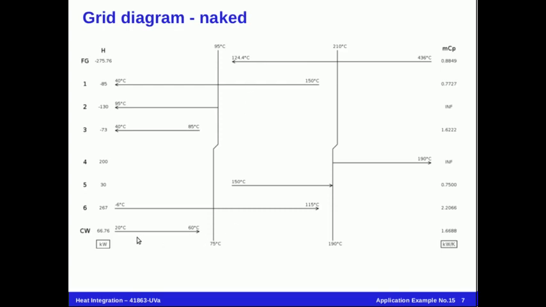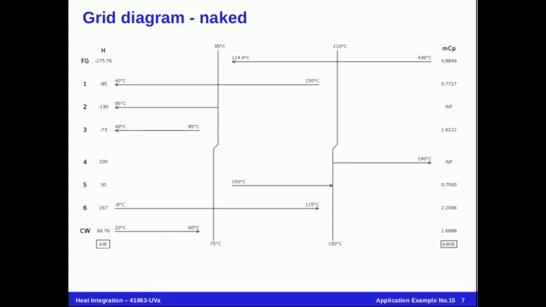And the cooling starts at 20 and goes till 60. This is all inside the hot side. This is the naked grid diagram that never changes. Then on this grid diagram we will perform the design.